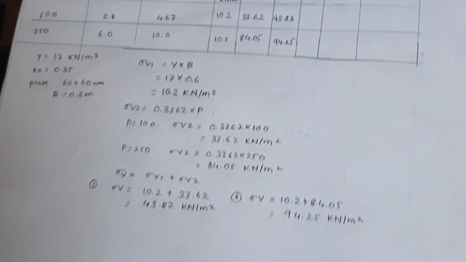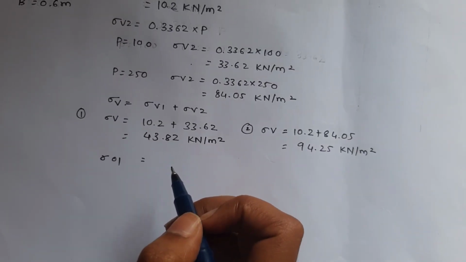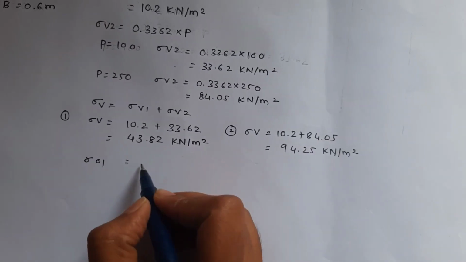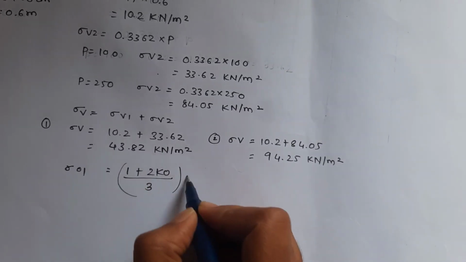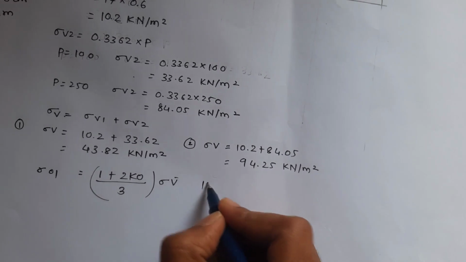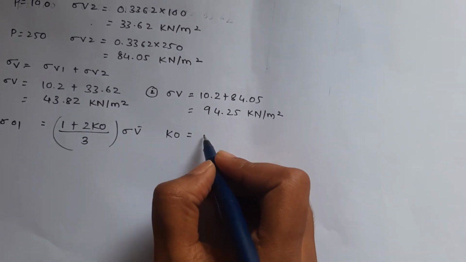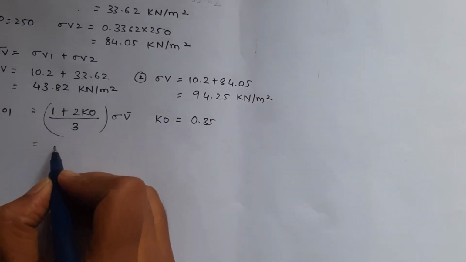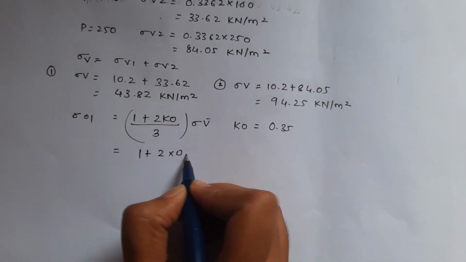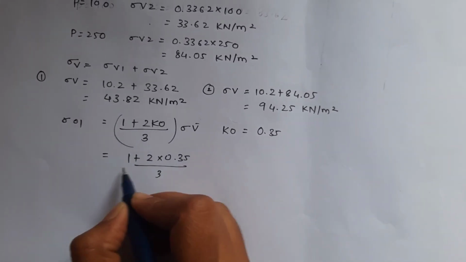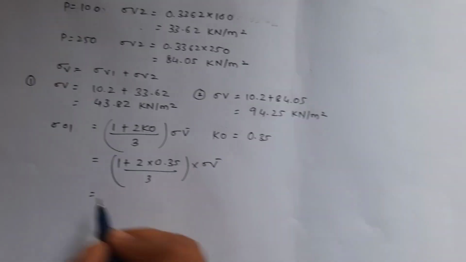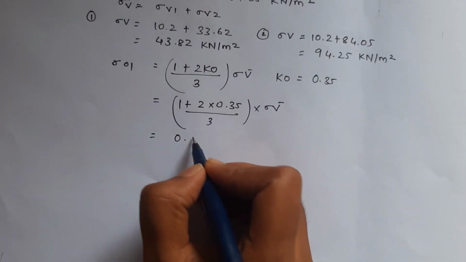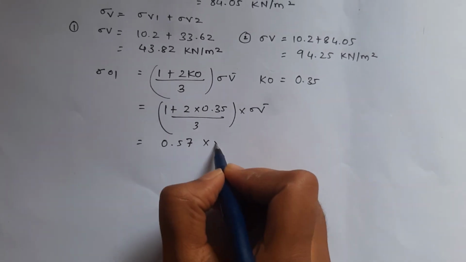94.25. Now to calculate mean effective confining pressure, the formula given is 1 plus 2 K naught upon 3 into sigma V dash. So K naught given here is 0.35. So it is equals to 1 plus 2 into 0.35 upon 3 into sigma V. So after calculating, we get it as 0.57 into sigma V.